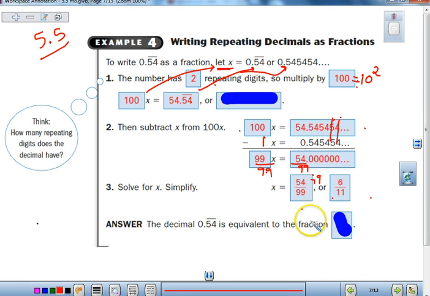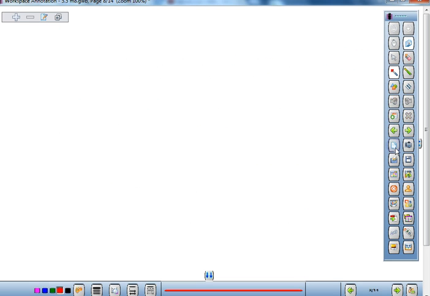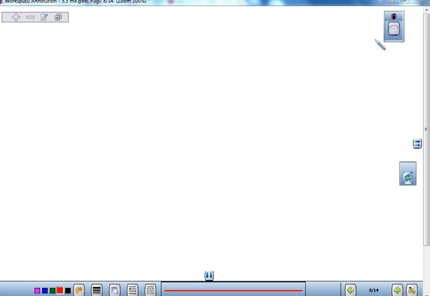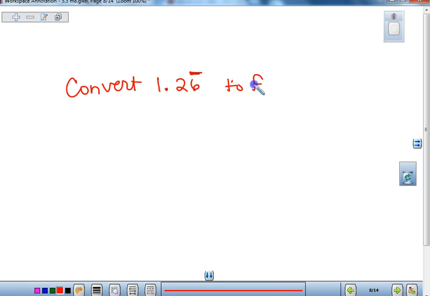We are going to do a couple more problems that are similar to this. And when you get your worksheet in class, you're going to see these problems on that worksheet. The first one starts out, and I'm going to ask you to convert. You can either do this on the last page of the notes where it's blank, or on a separate sheet. I want to convert 1.26, and the only thing repeating here is the 6, and I want to convert it to a fraction.